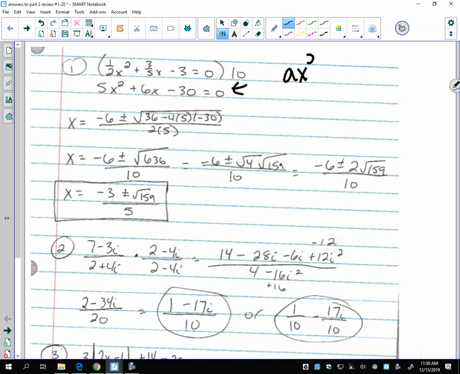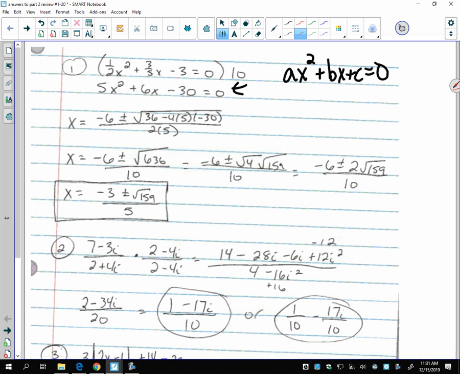And remember, ax squared plus bx plus c equals 0. So the quadratic formula, again, they're going to give you the quadratic formula, so you just have to know when to use it and how to plug it in. Use your calculator. You should get 636 under here. Always look to see if you can simplify.